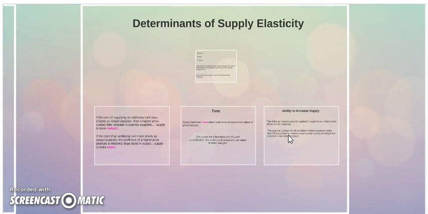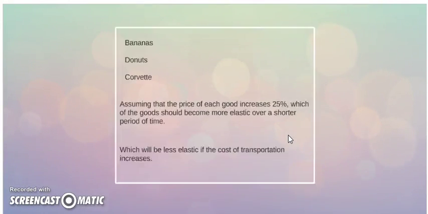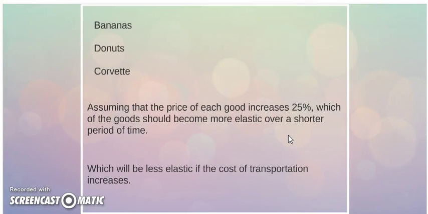Okay, determinants of supply elasticity. We have an example, bananas, donuts, and a Corvette. So assuming that the price of each good increases 25%, which of the goods should become more elastic over a shorter period of time? We have bananas, which are relatively inexpensive, donuts, which are relatively inexpensive, but there's lots of different places we can buy donuts, and there's lots of different types of donuts. Bananas, not a lot of different places we can buy them, not a lot of banana producers out there. Corvettes, there is one and only Corvette.